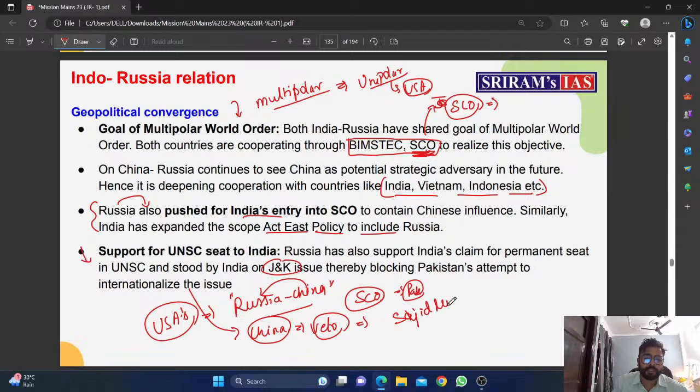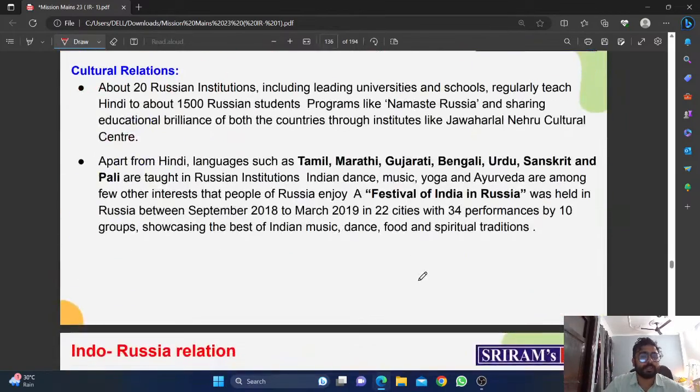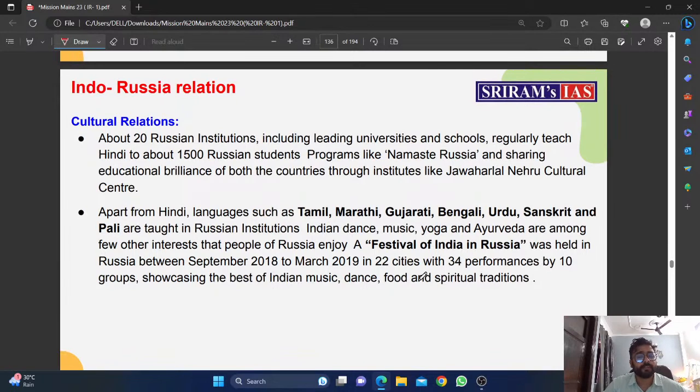India wants to designate this person, Sajid Mir, as an international terrorist, but again China has put a hold in the Security Council. This was just a few weeks back. So this is the geopolitical engagement that we have with Russia. Then when it comes to cultural relations, both the countries are carrying out many cultural exchanges.